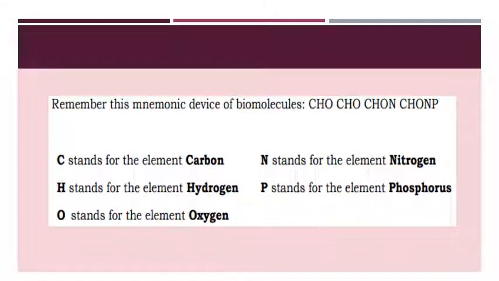Remember this mnemonic device of biomolecules. Choo choo chun chun. C stands for the element carbon. H stands for the element hydrogen. O stands for the element oxygen. N stands for the element nitrogen. And P stands for the element phosphorus.